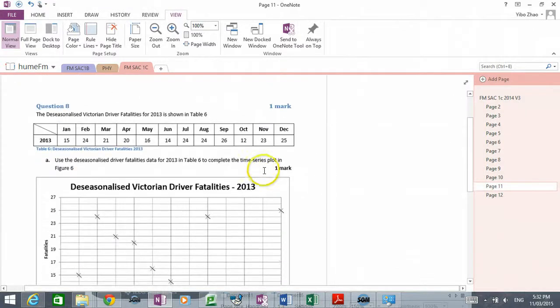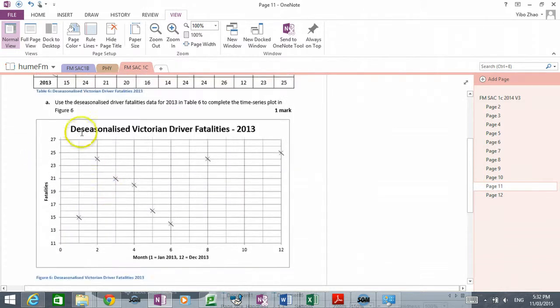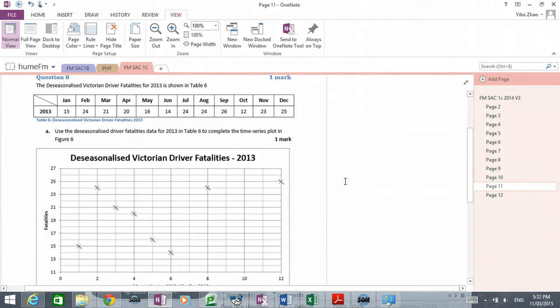Okay, for question 8, I have the table. The table shows me the deseasonalized value. That's the value we can use for doing regression lines because it's deseasonalized. Okay, for 2013, now we have a scatter plot, but I need to complete this plot.